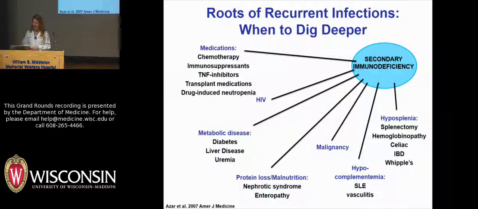And the category of hyposplenia. Of course, patients with splenectomy, we know they have impaired immunity to encapsulated organisms. But there are illnesses that have low spleen function. Just some examples here: hemoglobinopathy, celiac disease, IBD, and Whipple's disease.